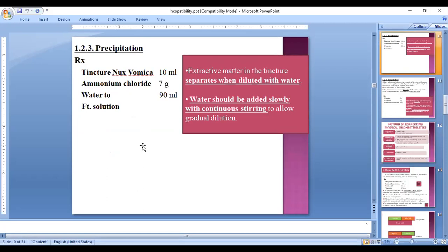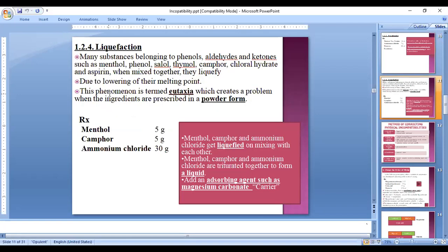The third type is precipitation, tincture of nux vomica. When added to water, the components soluble in the tincture will precipitate, so you have to add water slowly with continuous heating to prevent their precipitation. Liquefaction is mixing of phenyls, aldehydes, camphor, and thymol, leading to formation of a eutectic mixture. Then you will need a carrier or adsorbing agent.